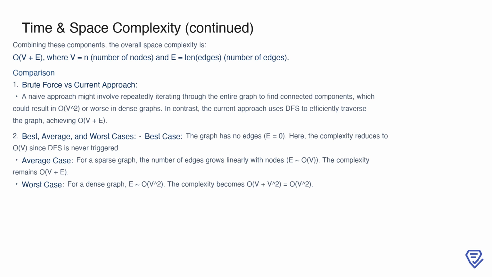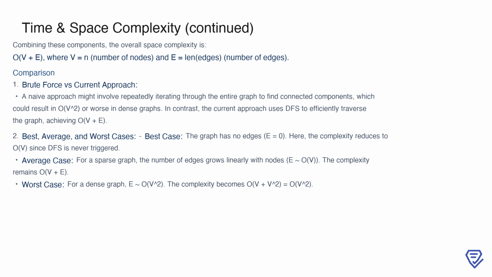Now let's compare this approach to a brute force method. A naive approach might involve repeatedly iterating through the entire graph to detect connected components. In dense graphs, this could lead to a time complexity of O(V squared), or worse. In contrast, our current approach leverages DFS to traverse the graph efficiently, achieving O(V plus E).